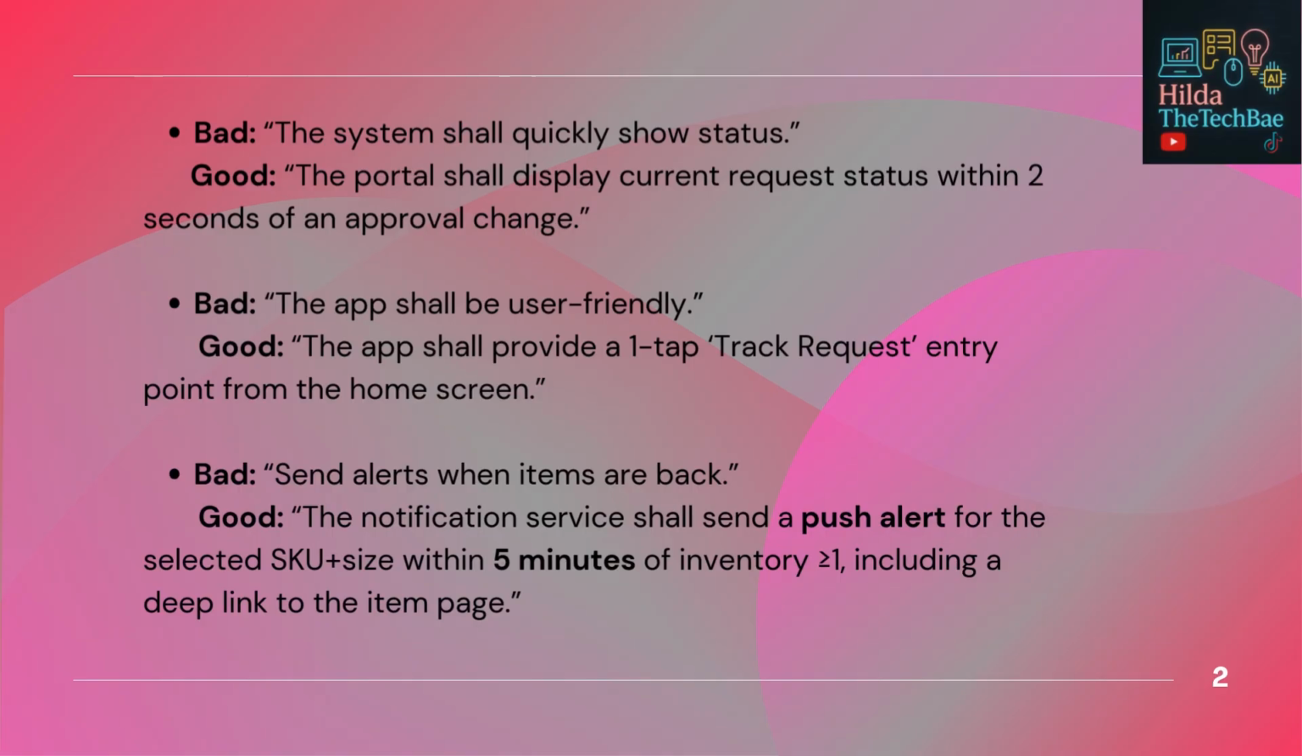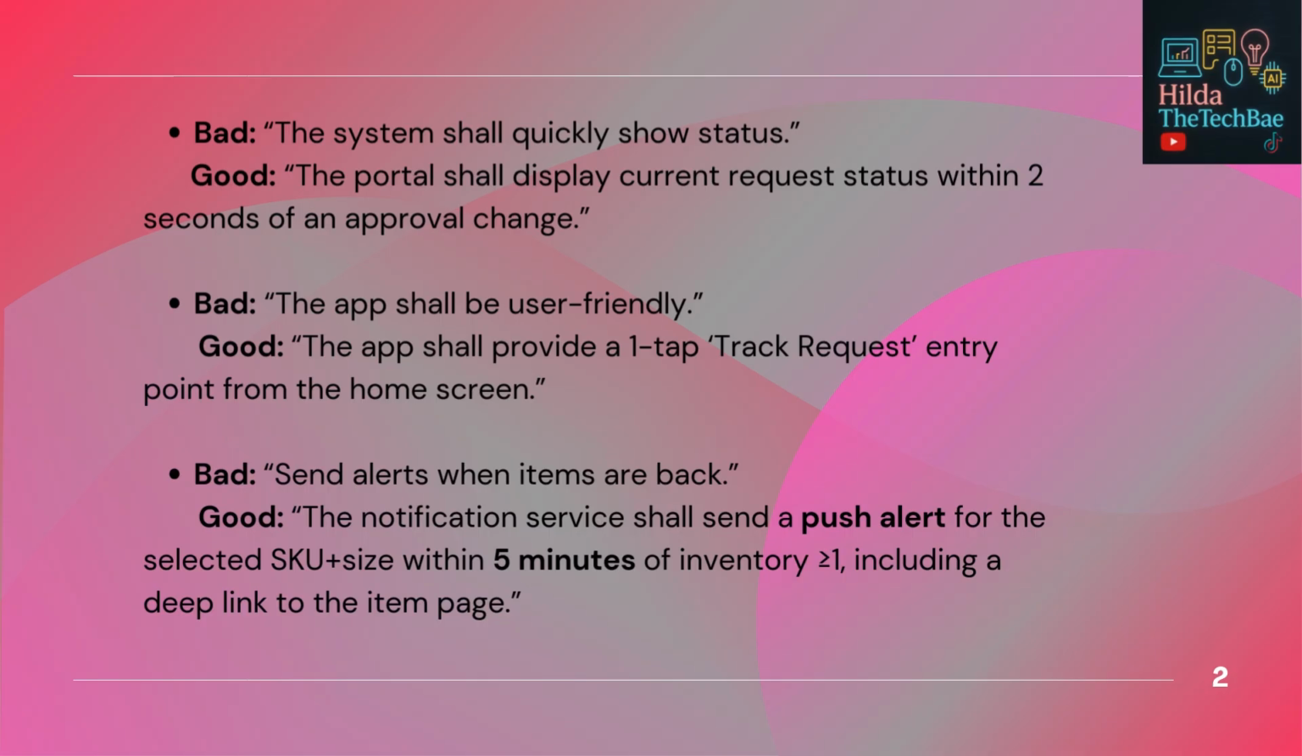Avoid adjectives that no one can test, such as quickly, user-friendly, etc. So here on the screen, the bad one would be the system shall quickly show status. How can they test this? Good would be the portal shall display current status within 2 minutes or 2 seconds, whichever one works for you, of an approval change. A bad example here is also the app shall be user friendly. The good one should be the app shall provide a one-tap track request entry point from the home screen.